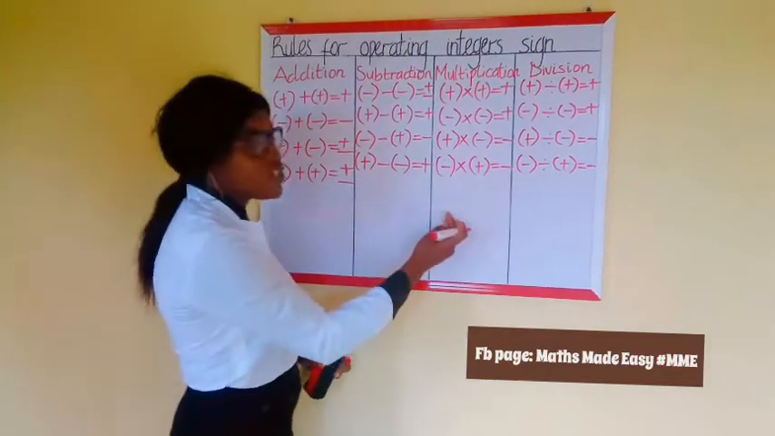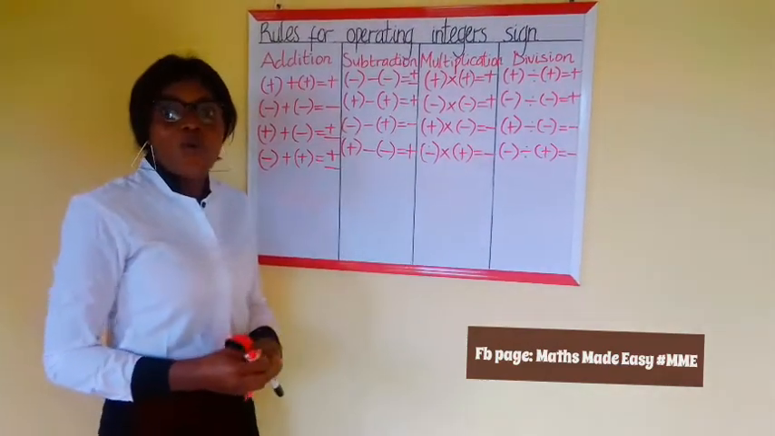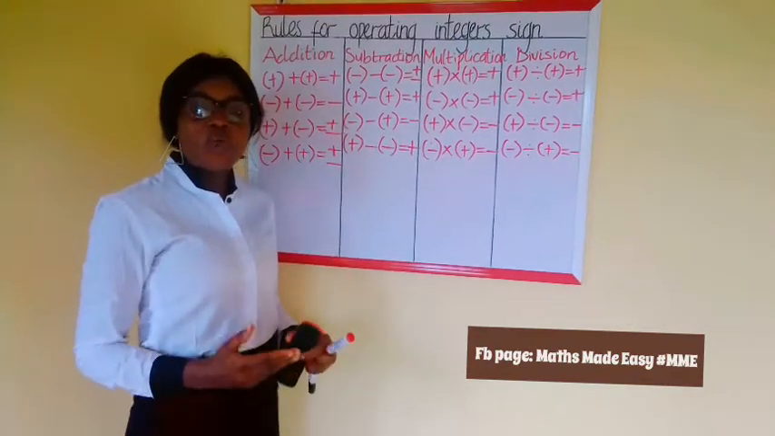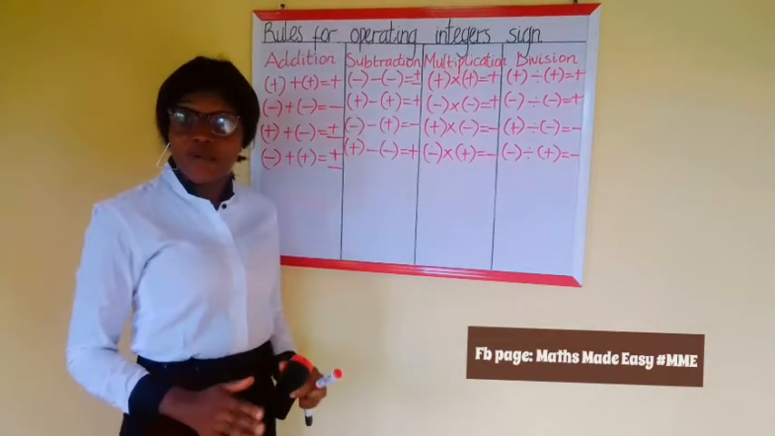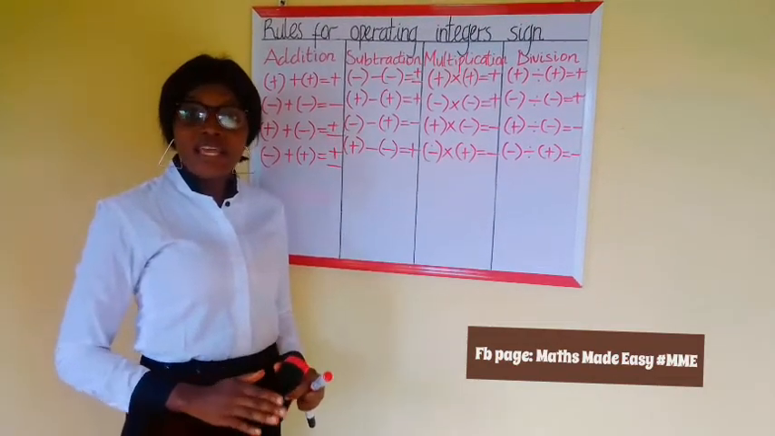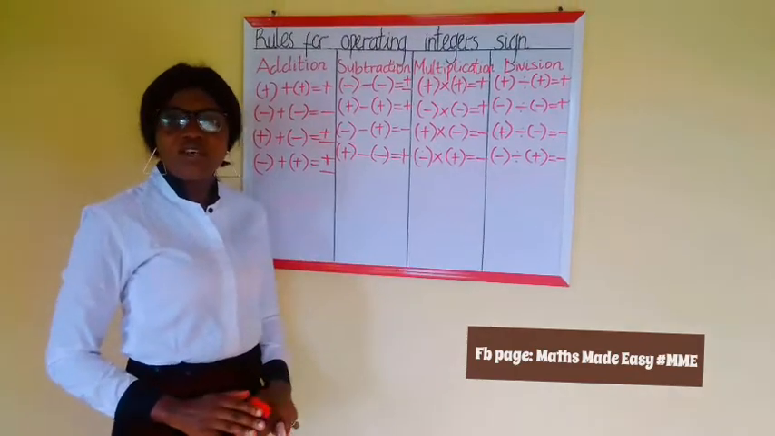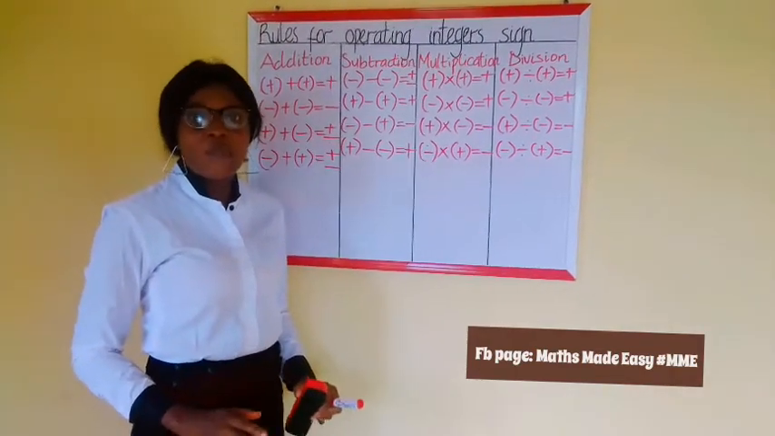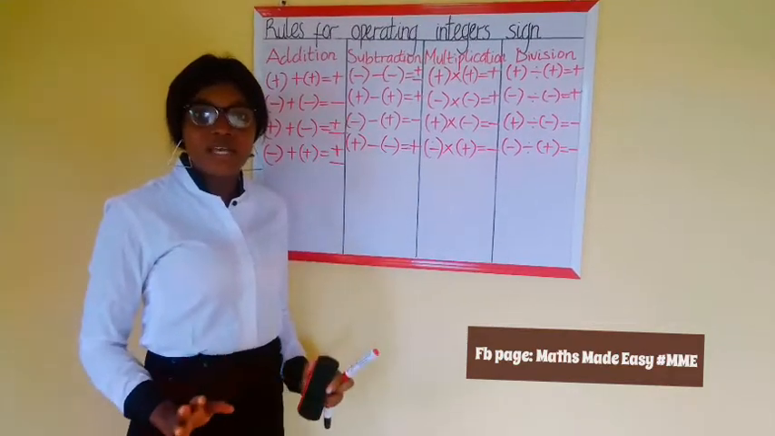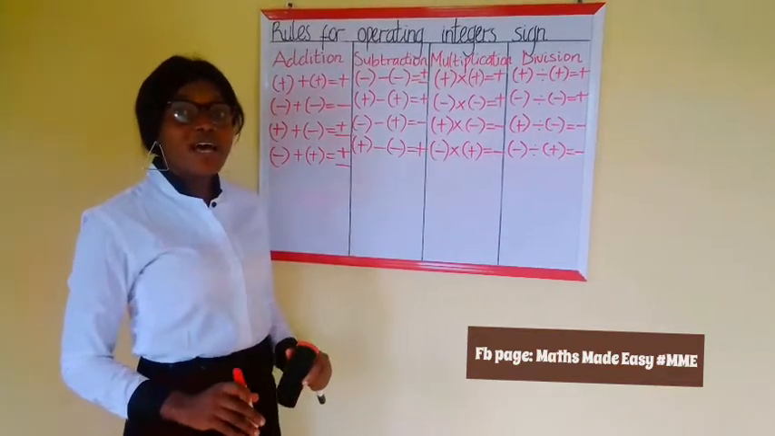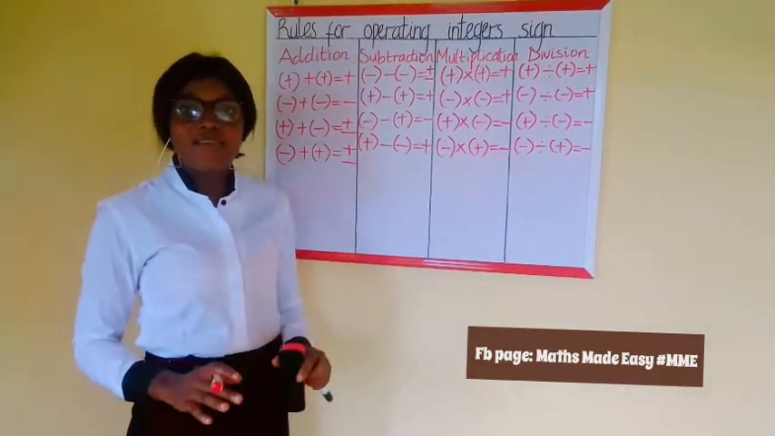Now, for multiplication and division, when the signs are the same, you have a positive answer. But when the signs are different, you will get a negative answer. So it doesn't matter how big the integer is or how big the integers are. When the signs are the same, your answer will be positive. But when the signs are different, the answer will be negative.